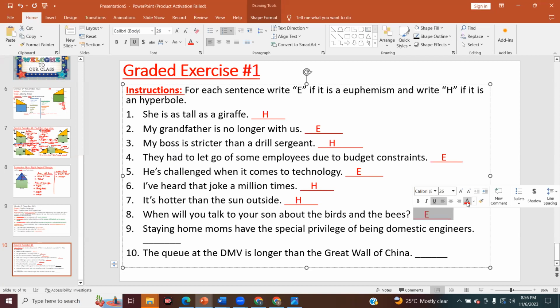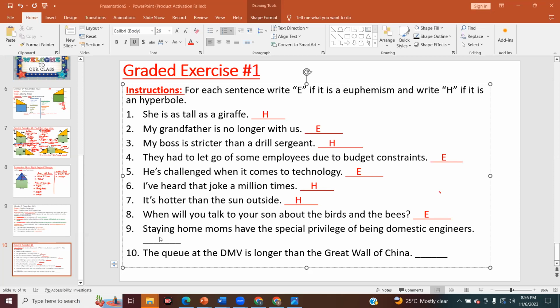All right, it is a euphemism. What are they really trying to say? What do we mean by the birds and the bees? The girls and the males. Yeah, exactly. Birds and the bees is just a euphemism for saying sex education. So when someone talks about the birds and the bees, that's what they mean. That's a euphemism.